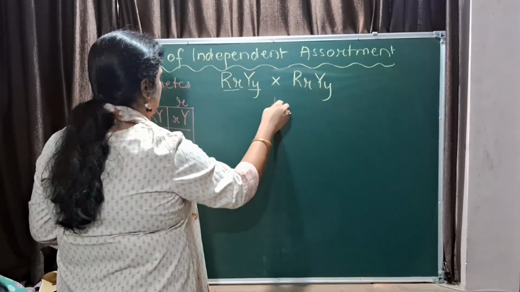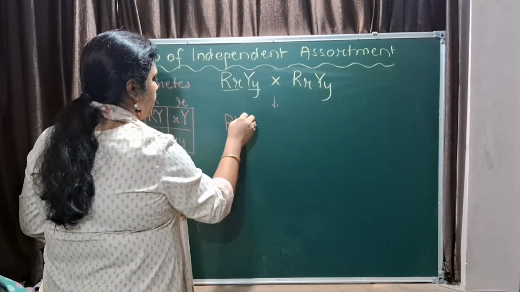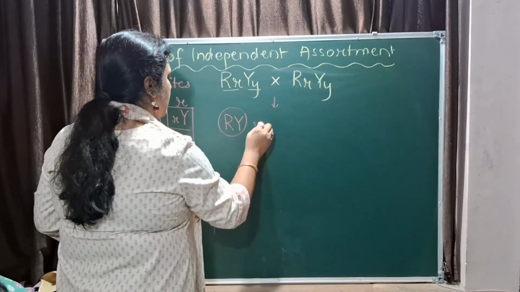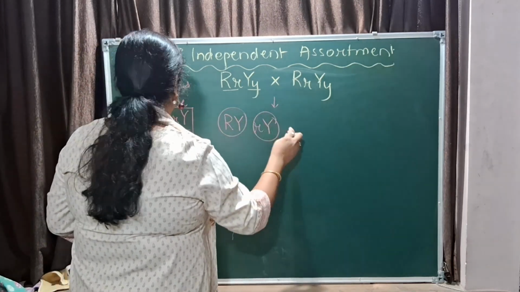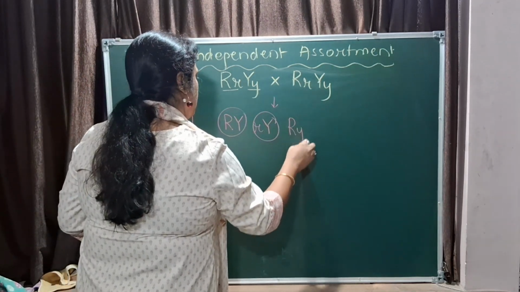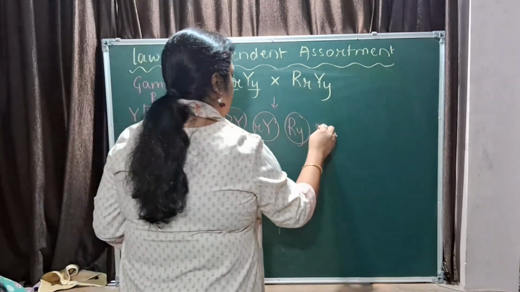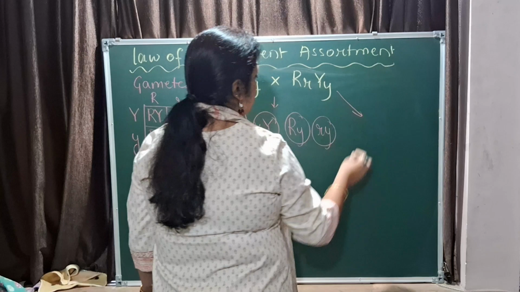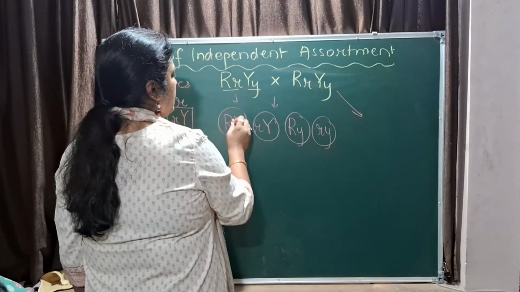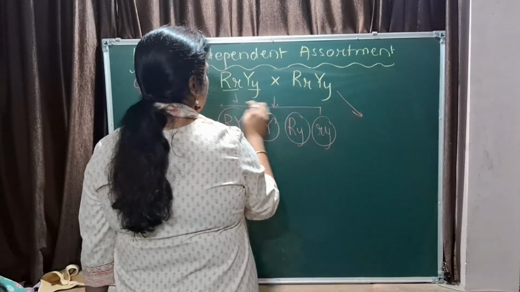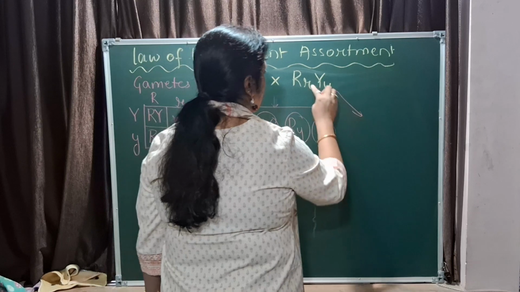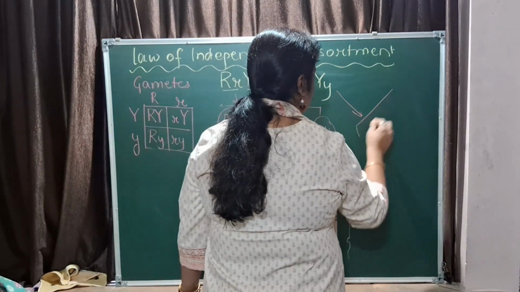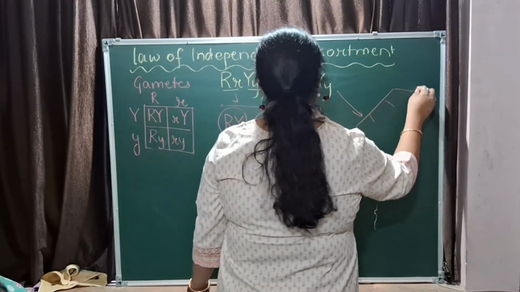So this gives rise to the gametes RY, R. Similar gametes are formed by this also. Okay, these gametes are formed by this, and the another one will also form the same gametes. Okay.